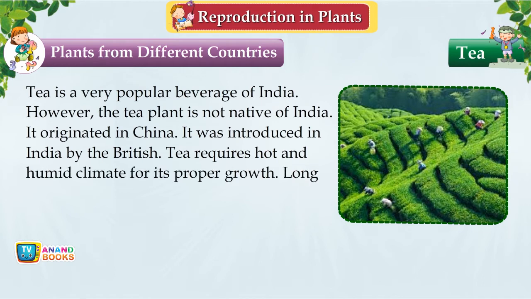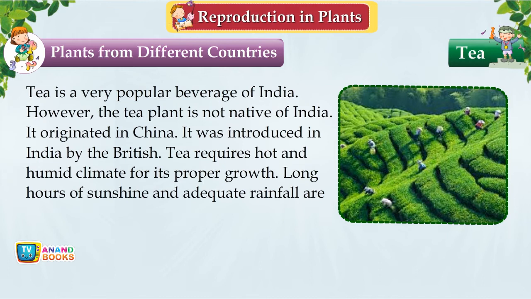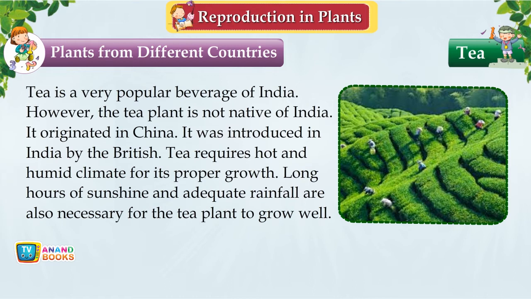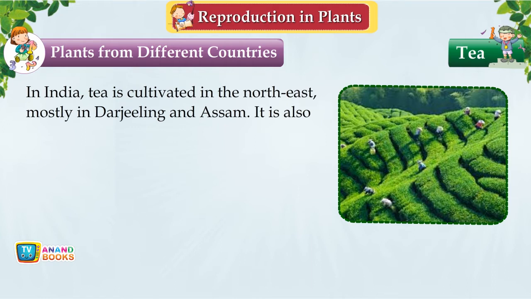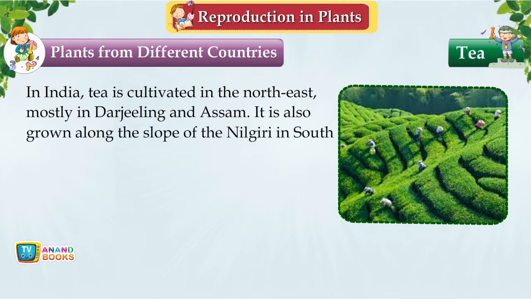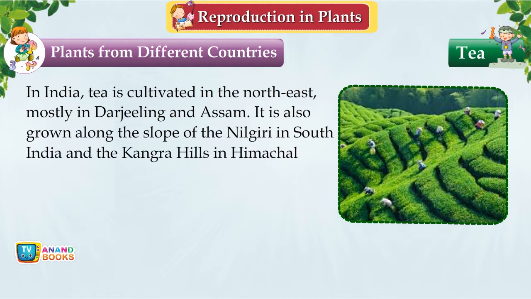Tea requires hot and humid climate for its proper growth. Long hours of sunshine and adequate rainfall are also necessary for the tea plant to grow well. In India, tea is cultivated in the northeast, mostly in Darjeeling and Assam. It is also grown along the slope of the Nilgiri in South India and the Kangra Hills in Himachal Pradesh.